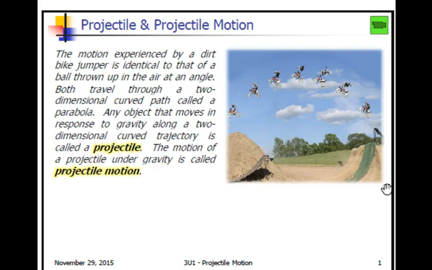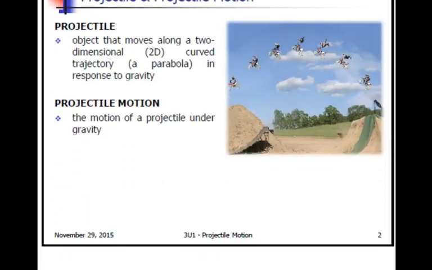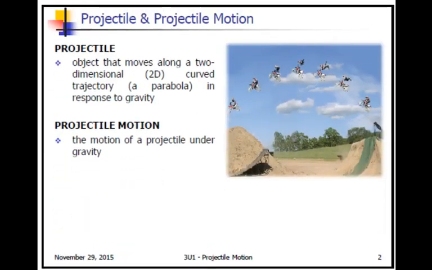We usually look at it on Earth. Our motion is governed by the constant g, or well, it's not really a constant, but we round it to an average of 9.8 meters per second squared. And that is how we study projectile motion. So here are the definitions of a projectile and of projectile motion. A projectile is any object that moves in a two-dimensional curved trajectory. It's a parabola in response to gravity. Projectile motion is the motion of a projectile under gravity.